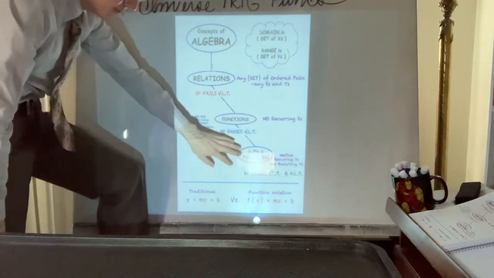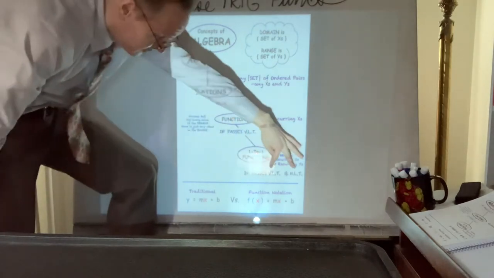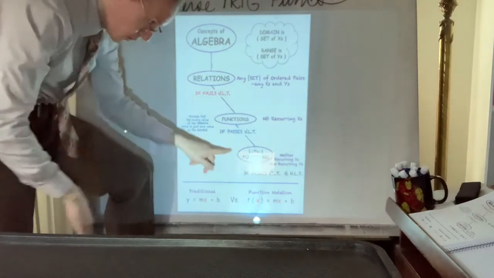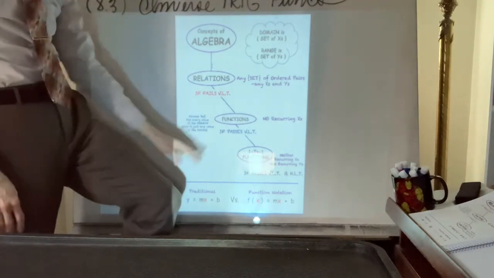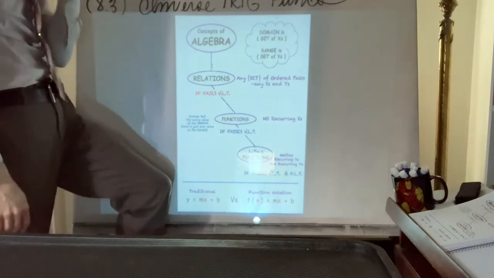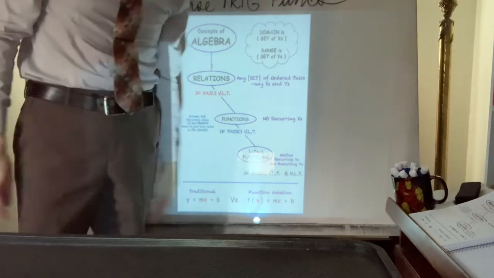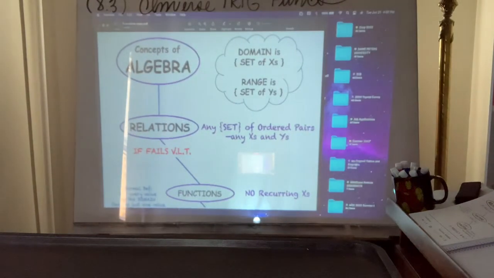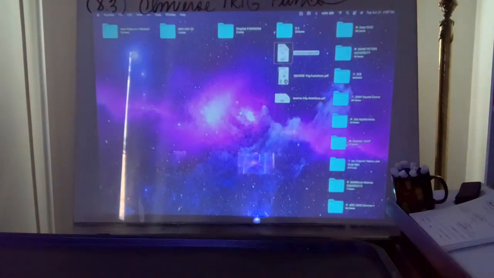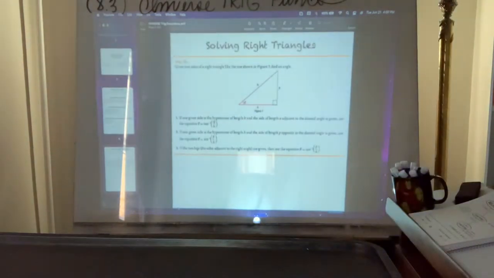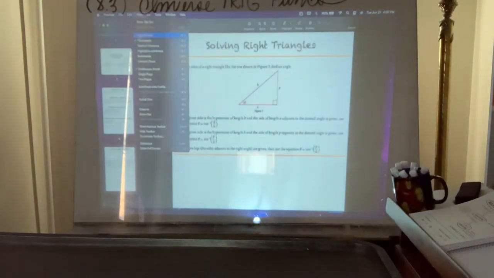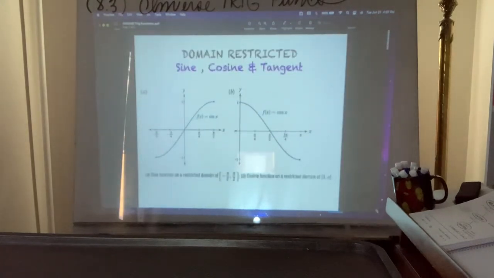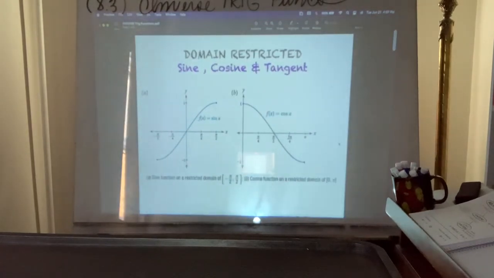If they do not pass the horizontal line test in addition to the vertical line test, then you are not a one-to-one function, right? You don't have that and you can't have an inverse. In the case of periodic functions, which is what we've been dealing with, the way around that is to intentionally cut off infinity, right?